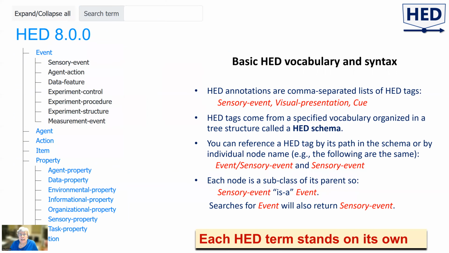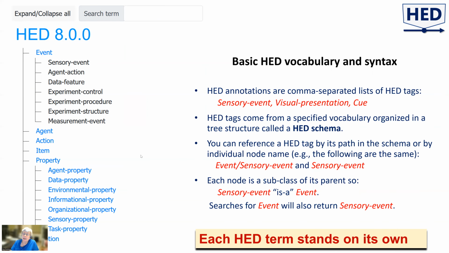So let's look at a basic HED vocabulary. HED annotations are comma-separated lists of HED tags, so sensory event, visual presentation, and cue are examples. HED tags come from a specific vocabulary, which is organized into a tree structure called a HED schema, and we see it on the left. You can reference each HED tag by its path in the schema or by an individual node name. So you can say sensory event, or you can say event slash sensory event.